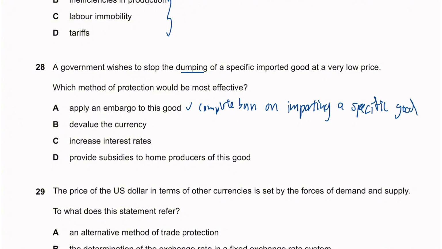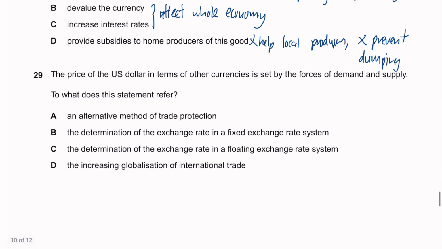B and C, devalue currency, increase interest rates. These measures usually will affect the whole economy rather than affecting a single product. Okay, and also they are not relevant to stop dumping. Okay, D, provide subsidies to home producers of this good. Okay, so although this can reduce the cost of production of local producers, still this cannot prevent foreign producers from dumping goods.